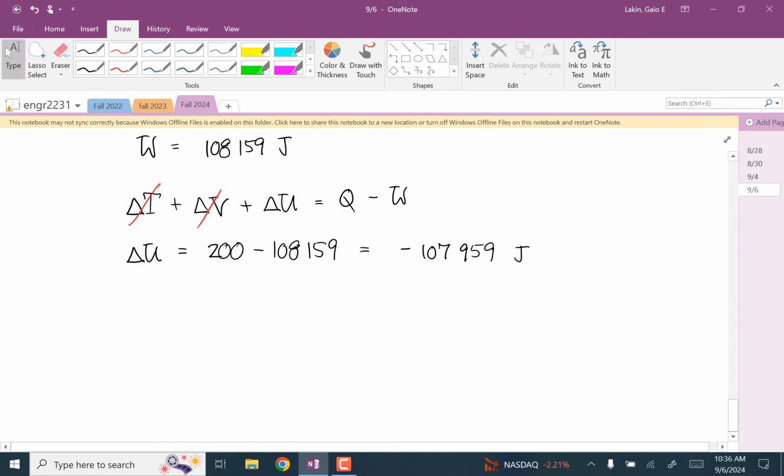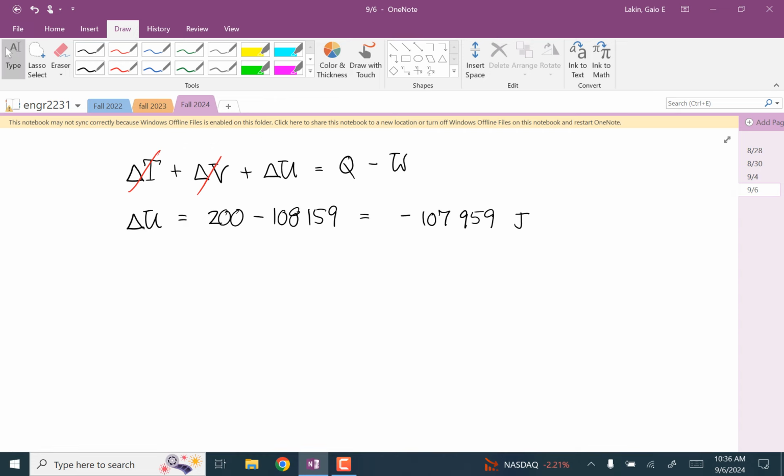Okay. One more example problem. This one is not polytropic. Let's do this one.